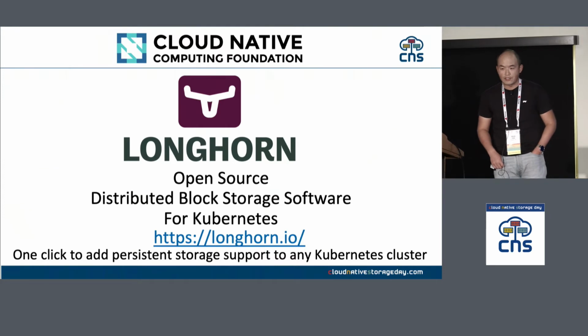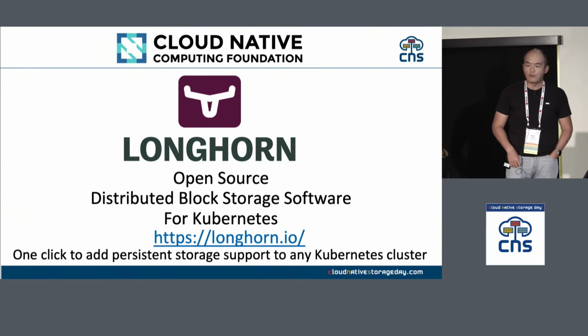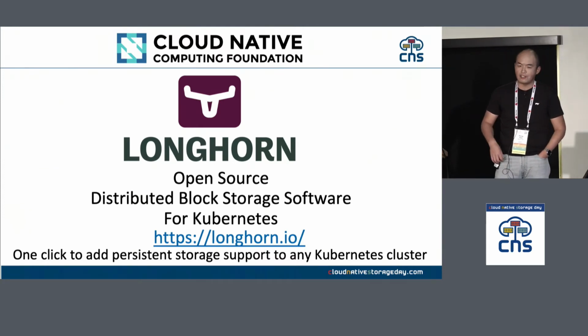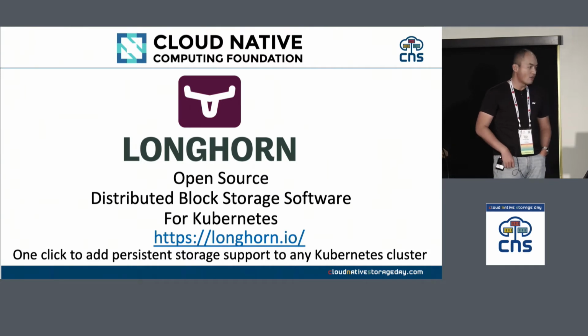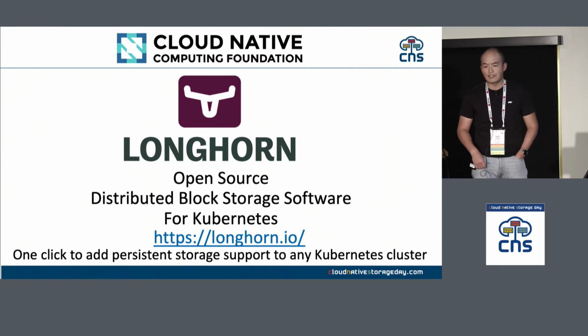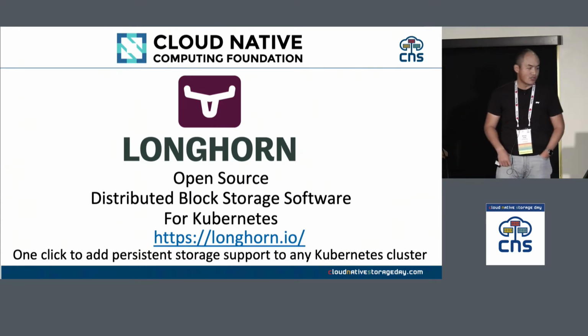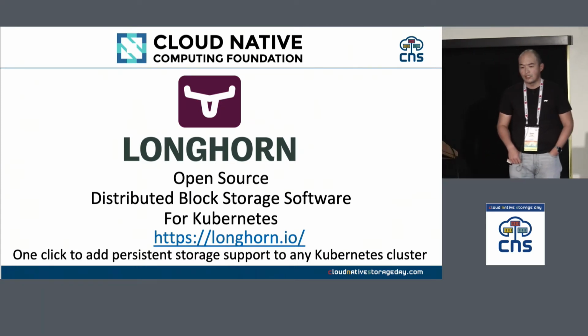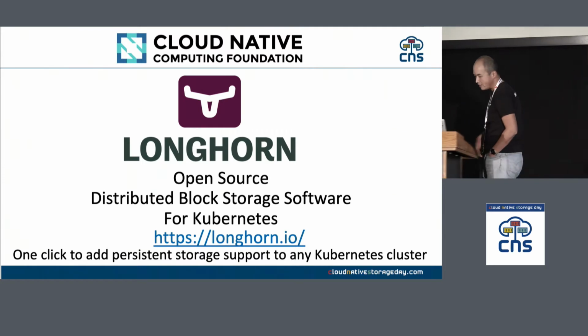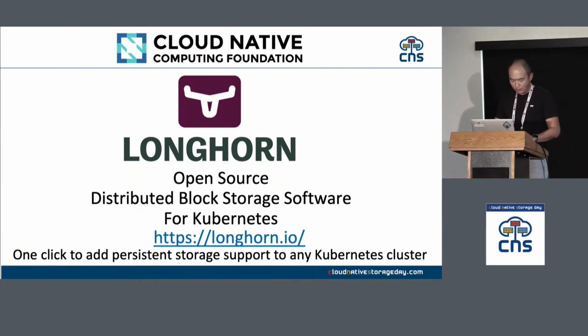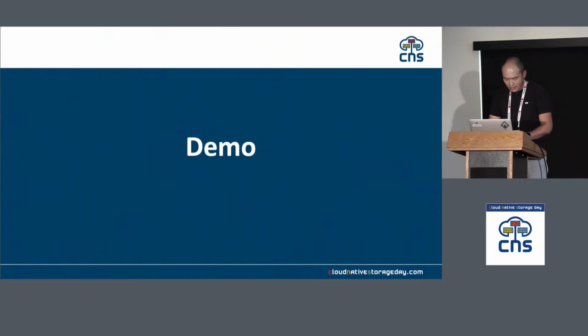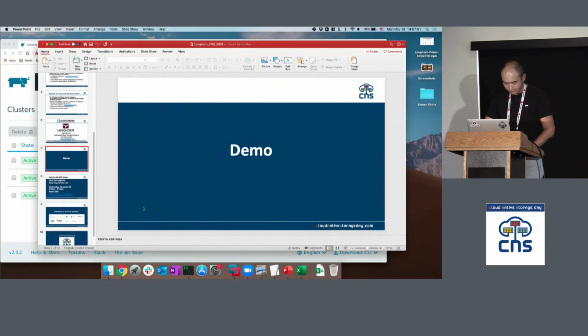Longhorn is completely open source, not open core or whatever other variety of open source. It's completely open source distributed block storage software for Kubernetes. You can find more information at longhorn.io. And now I'm going to demo how you can achieve disaster recovery in the active passive mode with Longhorn.